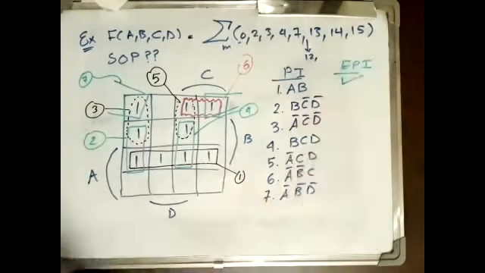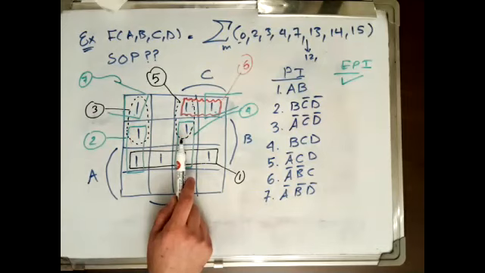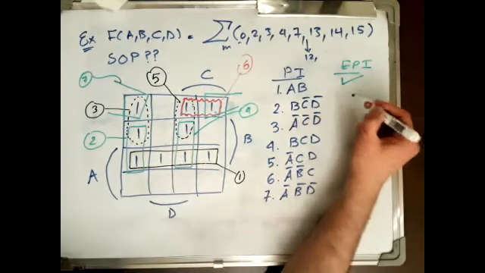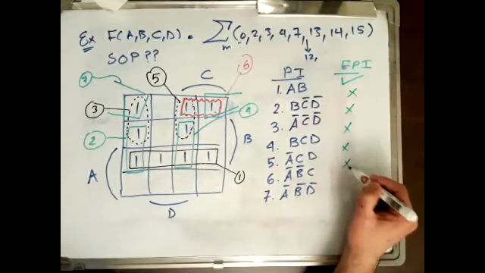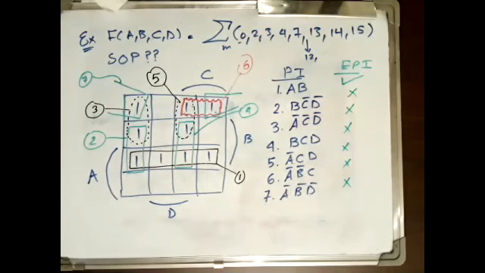How about the rest? Only the first one is essential. Yeah, if you look carefully at this one, this one, this one, this one, this one, you can easily see that it is covered by more than one prime implicant. It is included in more than one rectangle. So none of these is essential. So this is the second step. Yes, Mina, thank you. The first one is essential.